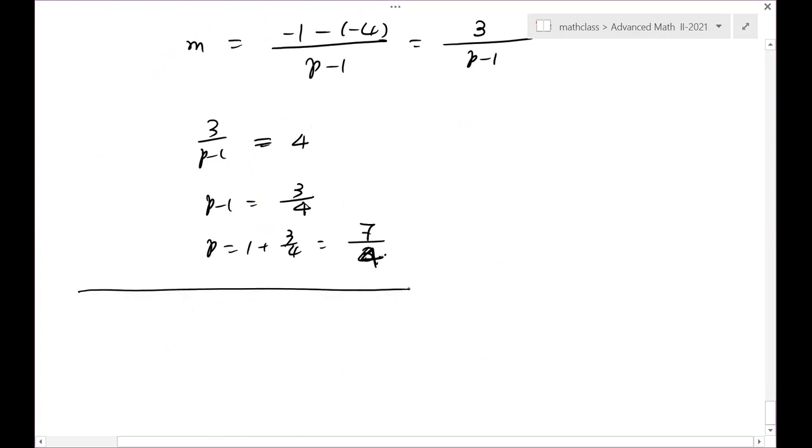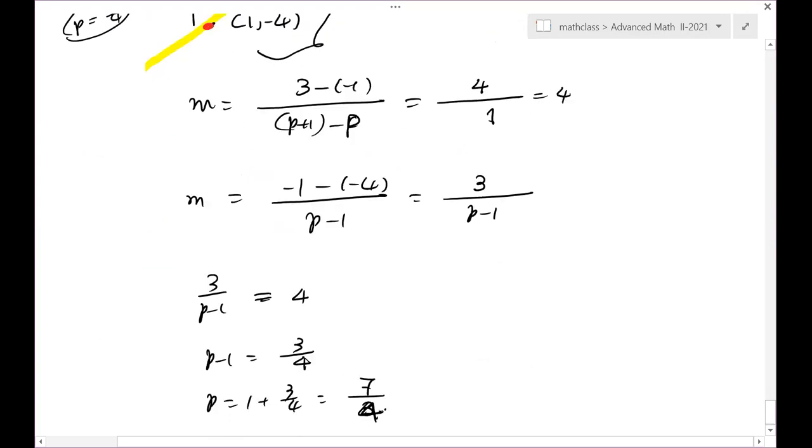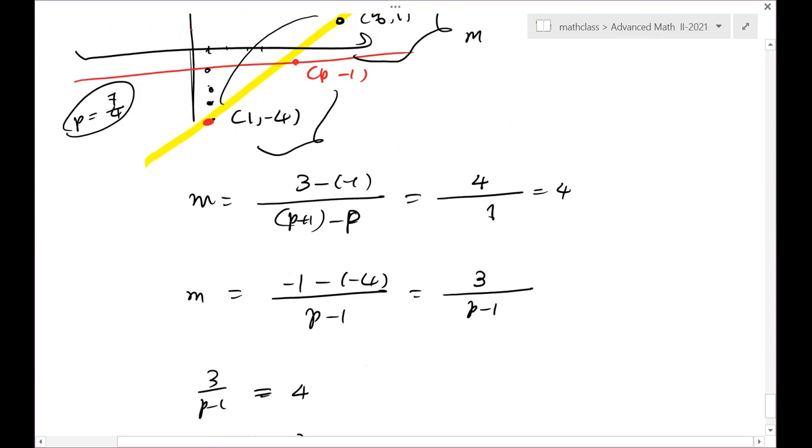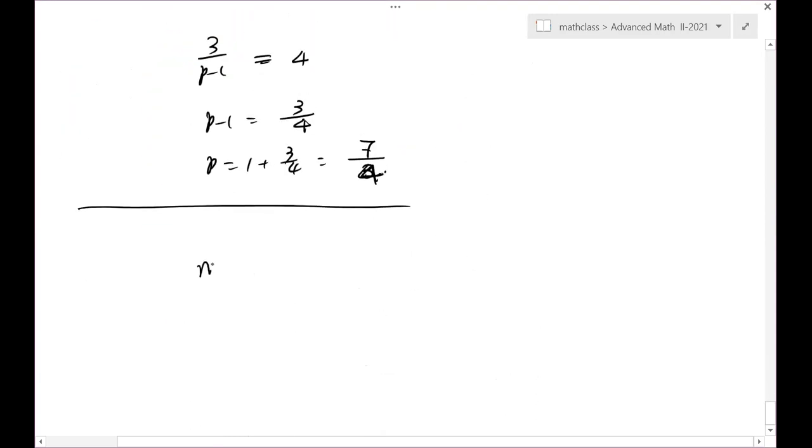So all you have to do is use the point Q to find the slope. We already know the slope is 4, right? So I can use these 2 points: 1 minus negative 4 over Q minus 1 is going to be 4, because 4 is the slope. So 5 over Q minus 1 is 4.